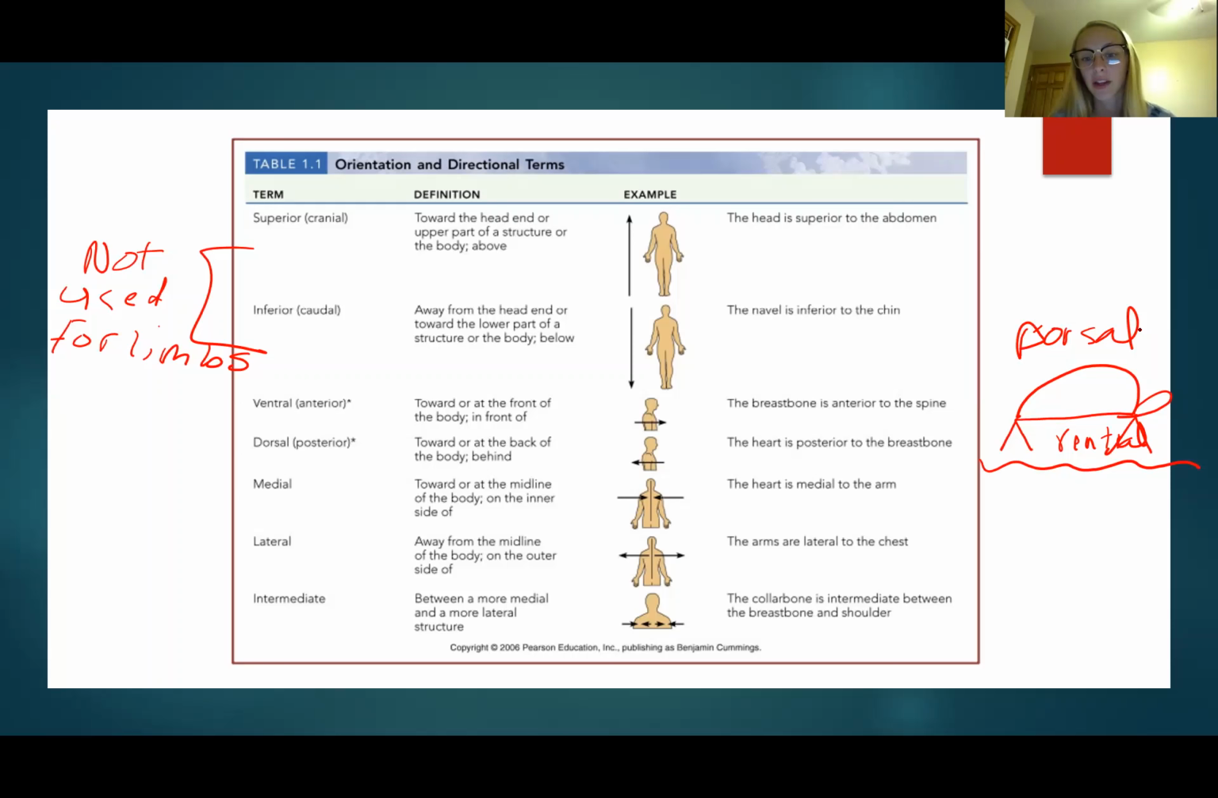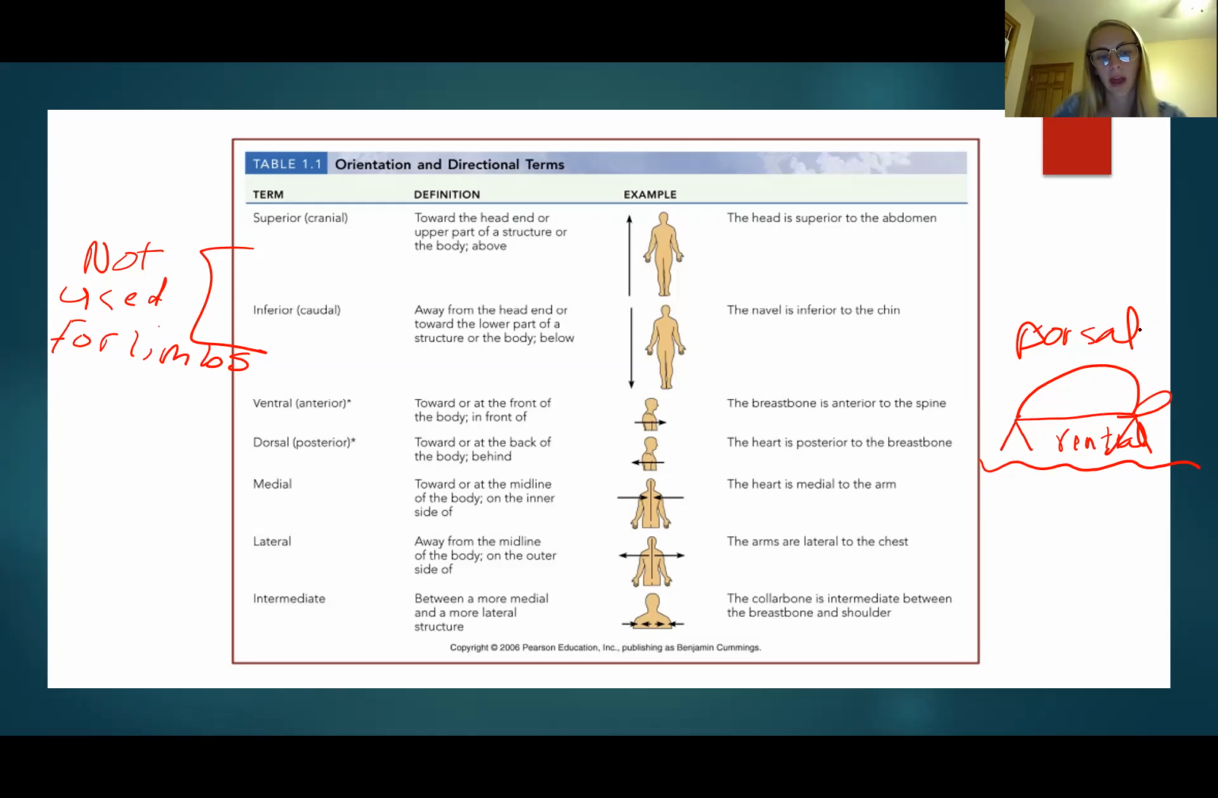The example they have here, the breastbone, so right down the front middle of you, is anterior to the spine. Spine is in your back. Your breastbone's in the front, so we could have said your breastbone is ventral to your spine, it's anterior to your spine. Other way around, dorsal. The heart is posterior to the breastbone. It's towards the back, posterior, past.